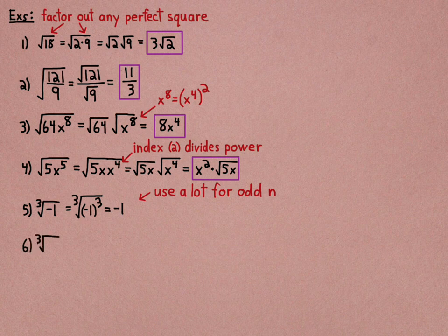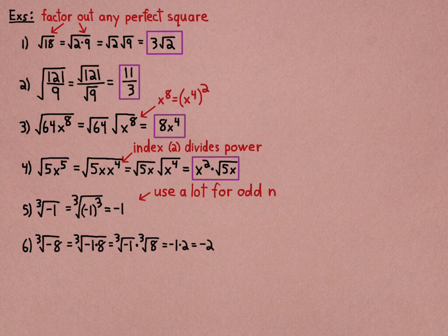Okay, and we use this whenever we have a cube root or a 5th root or a 7th root of a negative number. So the cube root of negative 8, you can look at it as the cube root of negative 1 times 8, which is the cube root of negative 1 times the cube root of 8, which is negative 1 times 2, which is negative 2.